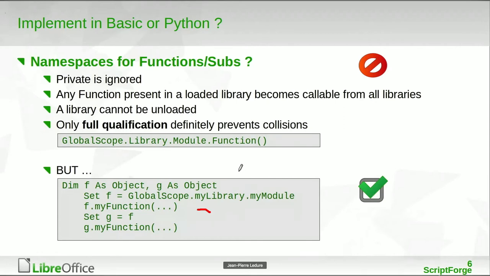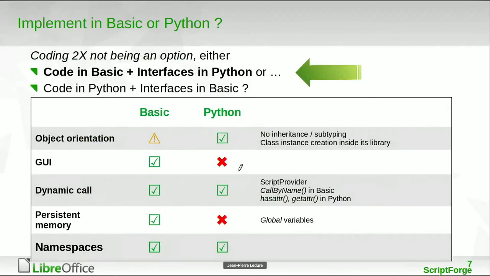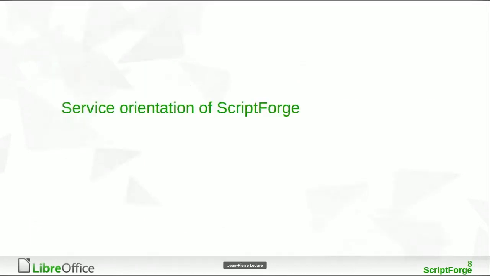So we revised our first judgment, and we decided to make the API mainly in Basic. ScriptForge is said to be service-oriented. What does it mean exactly?